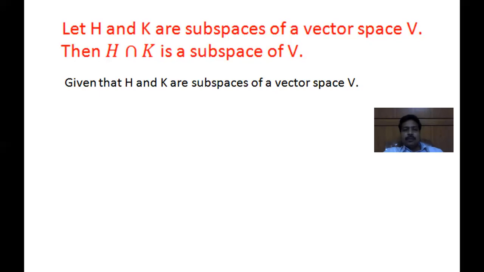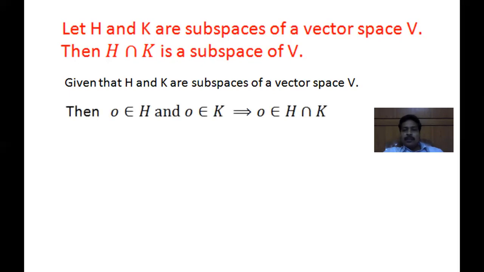So these two sets have all the 10 properties of a vector space. So the zero vector must be there in a vector space. So 0 belongs to H, since H is a vector space, and 0 belongs to K, since K is a vector space. I am calling the zero vector O so far. That is in both H and K. So O belongs to H intersection K.